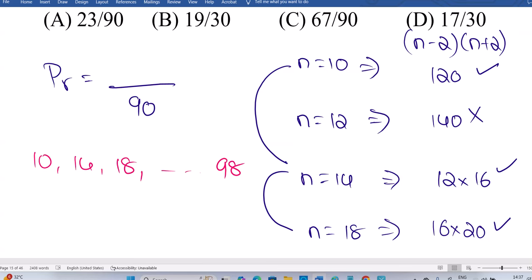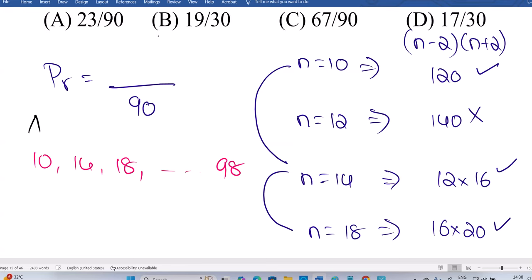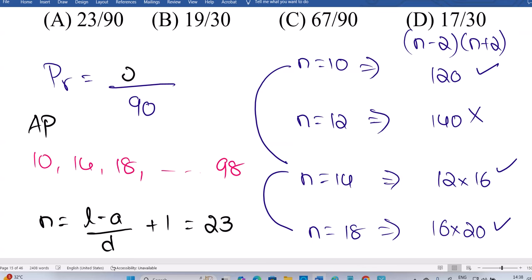Now, sir, okay, you have given the list. Can I calculate using my fingers, 10, 14 and all? Not required. This is an arithmetic progression, common difference 4. If you want how many terms, use the arithmetic progression concept: last term minus first term divided by common difference, plus 1. What's the last term? Last term minus first term is 88, divided by 4 is 22, plus 1, 23. So the answer is 23 divided by 90. Option A.